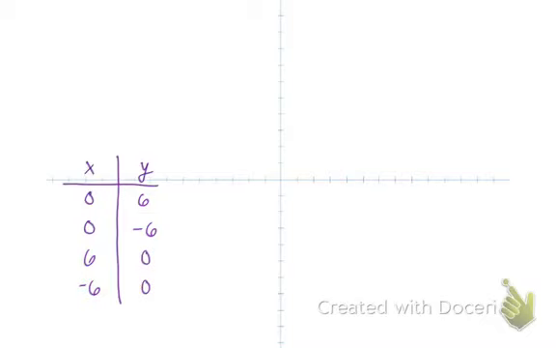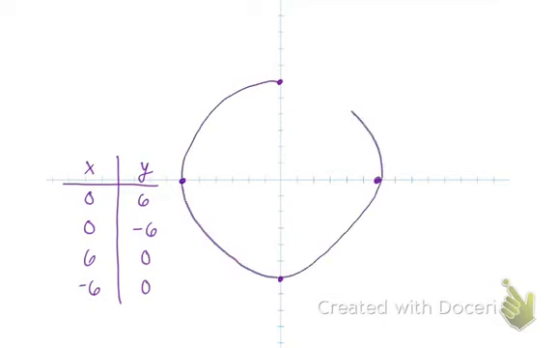So if I take my first point, 0, 6, 1, 2, 3, 4, 5, 6, take my second point, 0, negative 6, 1, 2, 3, 4, 5, 6. Then I take my third point, 6, 0, and I take my fourth point, negative 6, 0. You can see this is the very beginning of, oh boy, this is kind of tough on an iPad. This is the beginning of what would look like a circle.